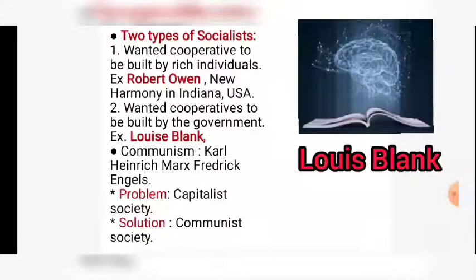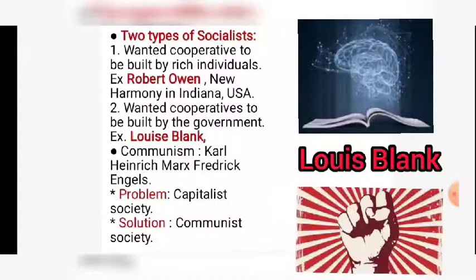He said, and he wanted cooperatives to be built by the government. So there has to be control of the government. If individuals have control, then it may lead to inequality. So there has to be a neutral institute or the government which will intervene.